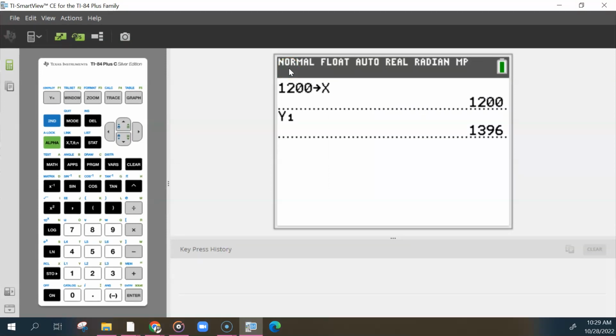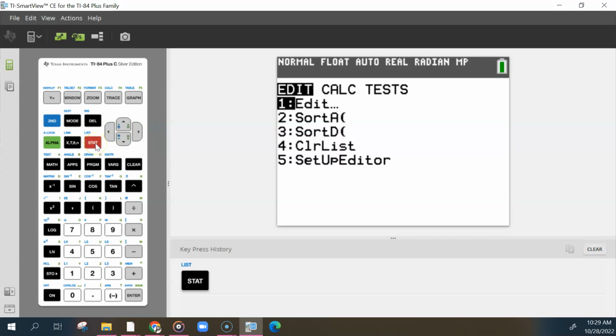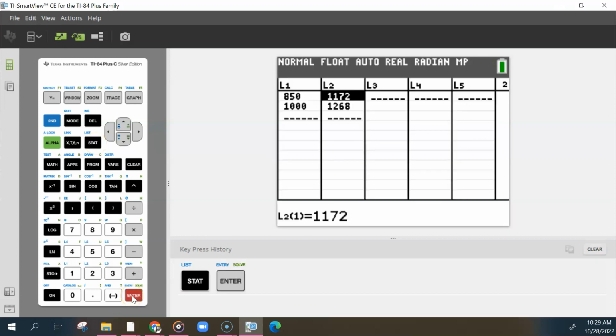Okay, so then we would put in our values for x, go into stat, enter for edit. I think this is the last problem I did in 7th grade. So 850, 1000, 1172, 1268, and y. Then on to step 2 on your instructions.